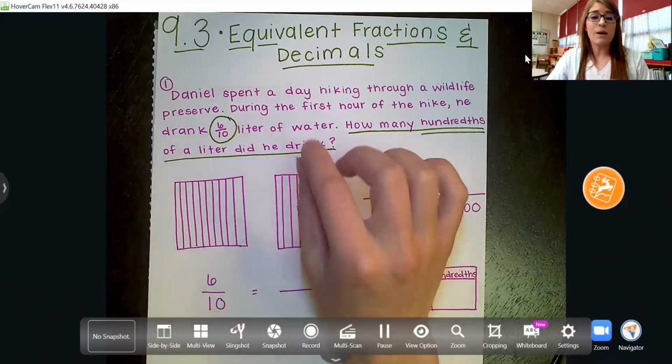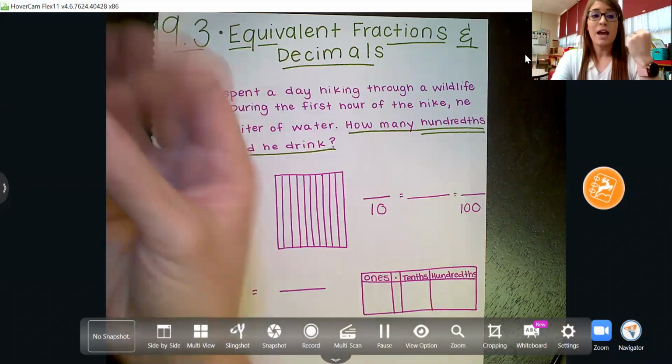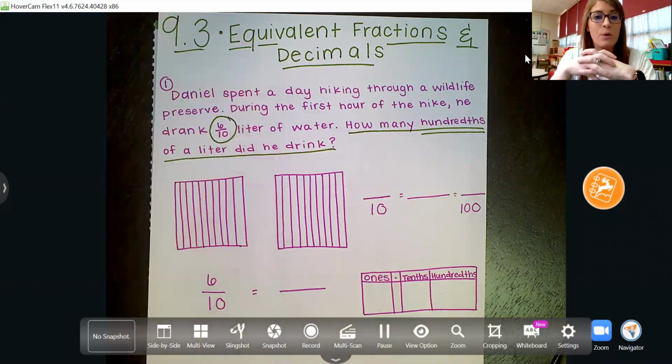We have already talked about how we can relate tenths and hundredths to decimals, and now we are going to relate tenths and hundredths to each other with equivalent fractions and decimals.